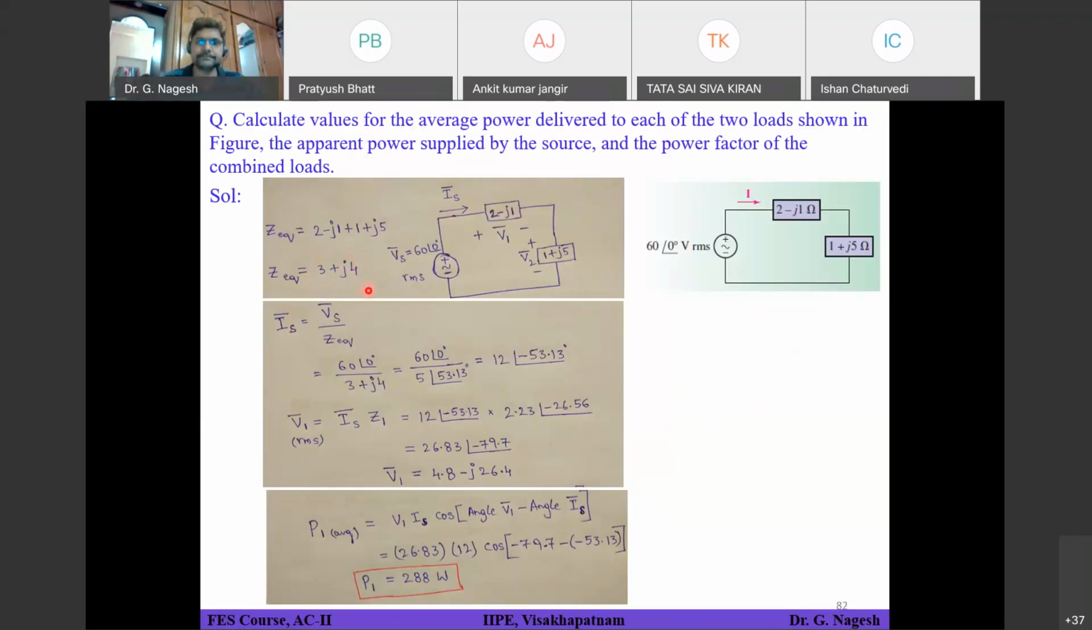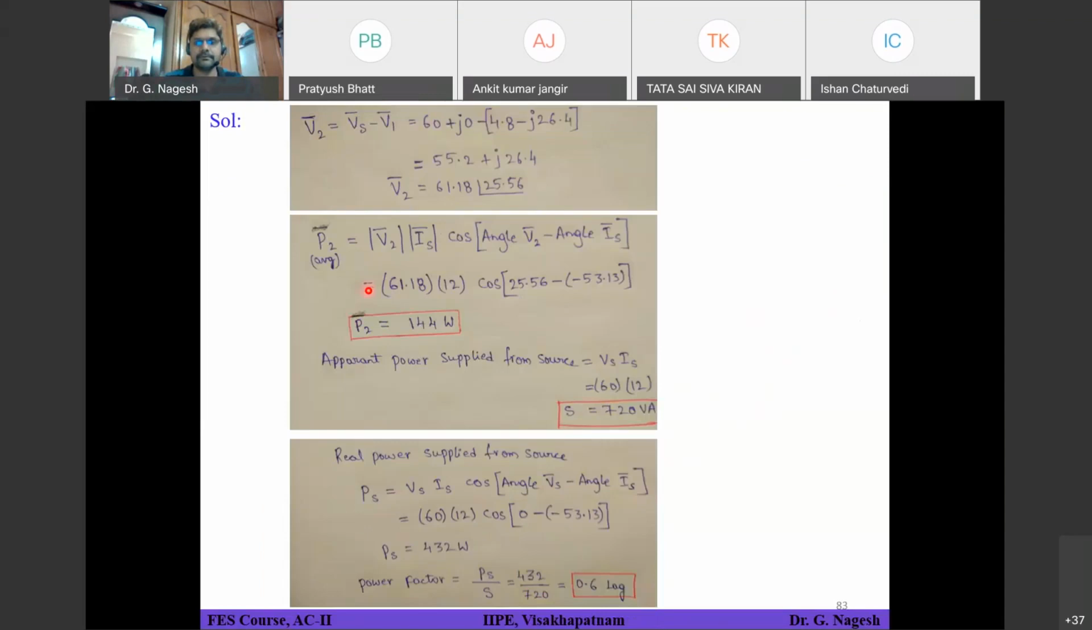Is it clear? Yes, sir. Okay, so what is the doubt? Sir, while using I square R, don't we consider the angle minus 53.13? I square R, yes. And that I means IRMS, no, sir? Yeah, I means only IRMS. The angle we will not consider. So I square R means IRMS square into R value. That's all. The angle will not be considered, only the magnitude.